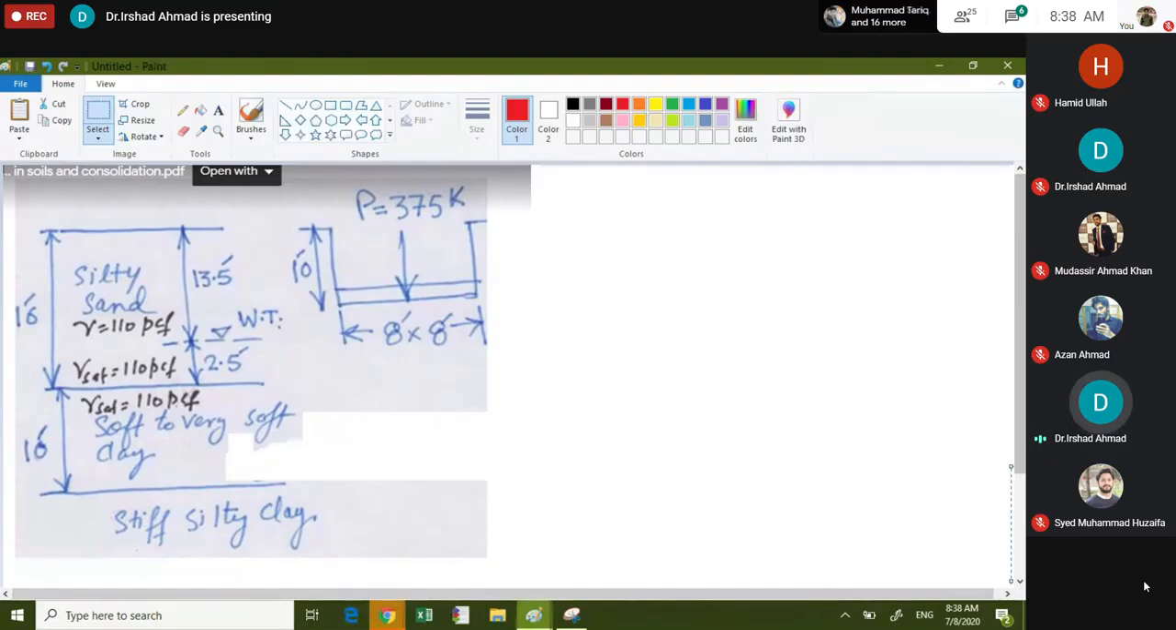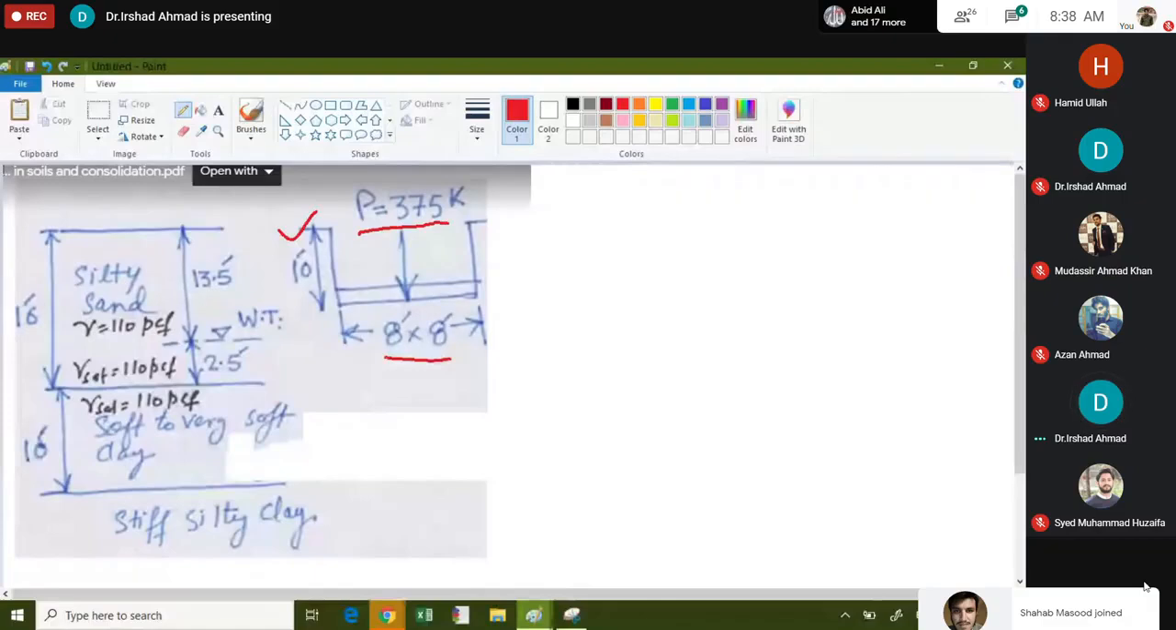I hope you all hear me and you are with me now to solve this problem. This is our foundation at 10 feet depth and 8 by 8 feet size, and a 375 kip load is applied. Remember this, that this footing is at 10 feet depth from the ground surface.